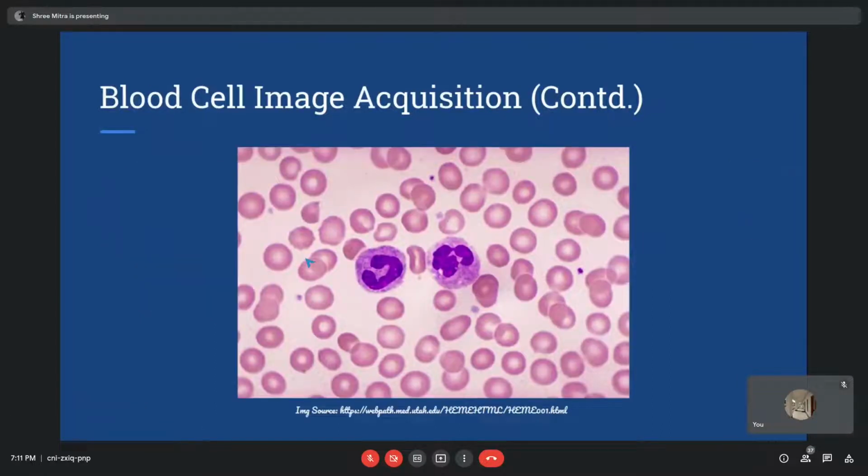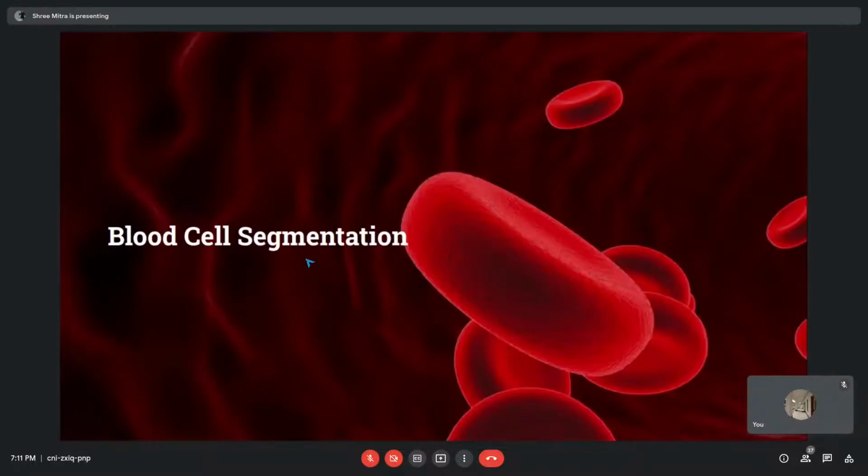So here is a segment of a blood cell. Here is an image of a microscopic blood cell. So now I'm going to talk about what is blood cell segmentation.